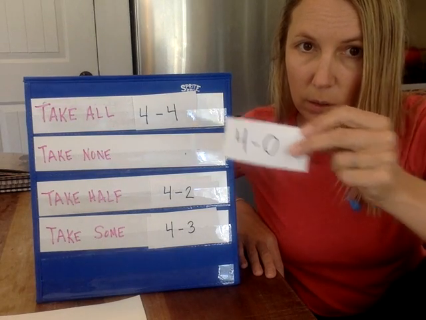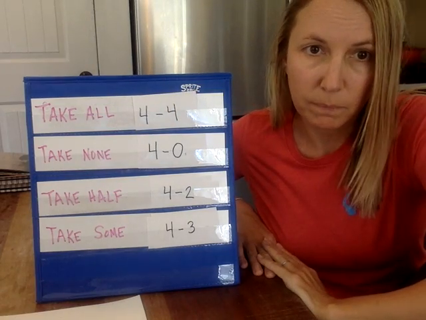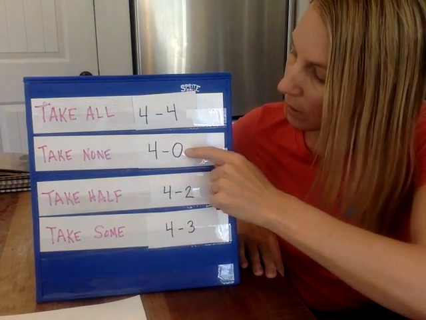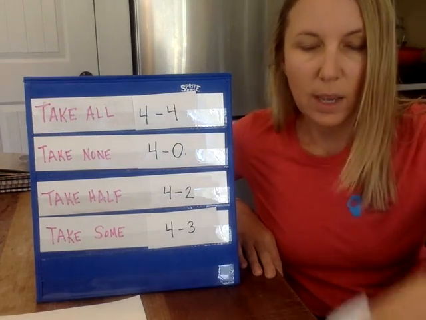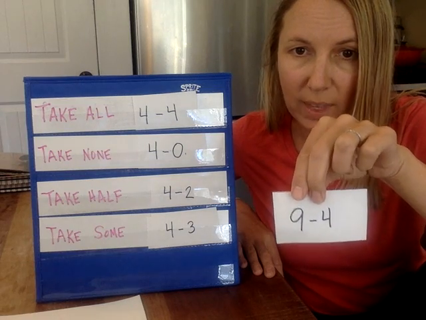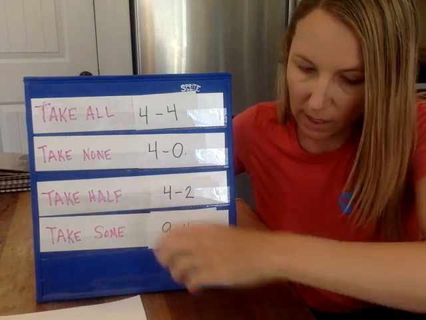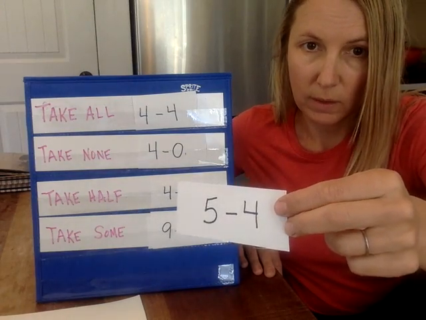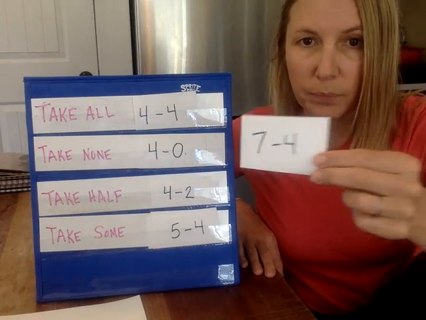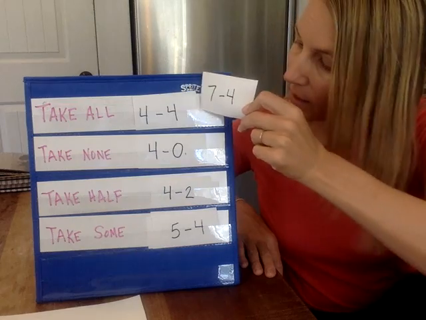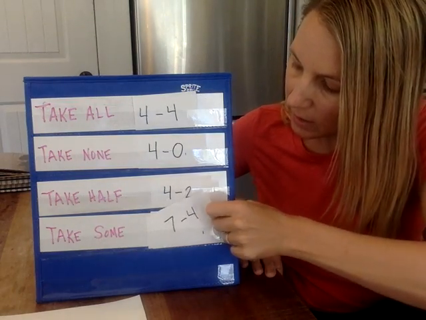Okay. We're not taking all. We are taking none. 4 minus 0, we still have 4. 9 minus 4. That's not half. It's not none. It's not all. It's some. 5 minus 4 is also taking some. And one last one, 7 minus 4. We're not taking all. We're not taking none. We're not taking half. We are taking some.